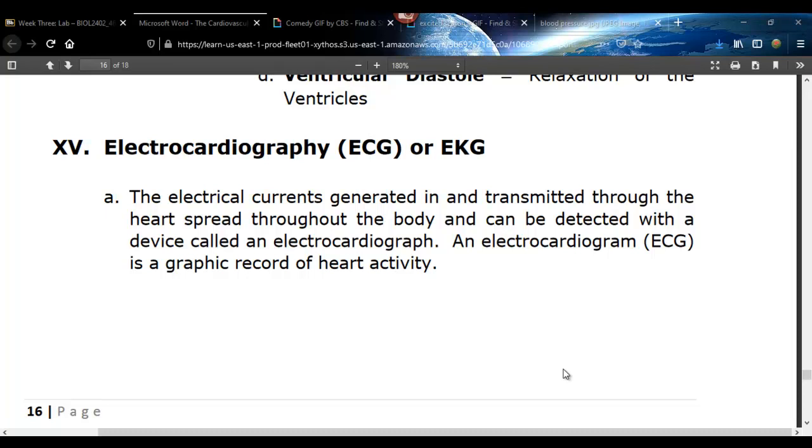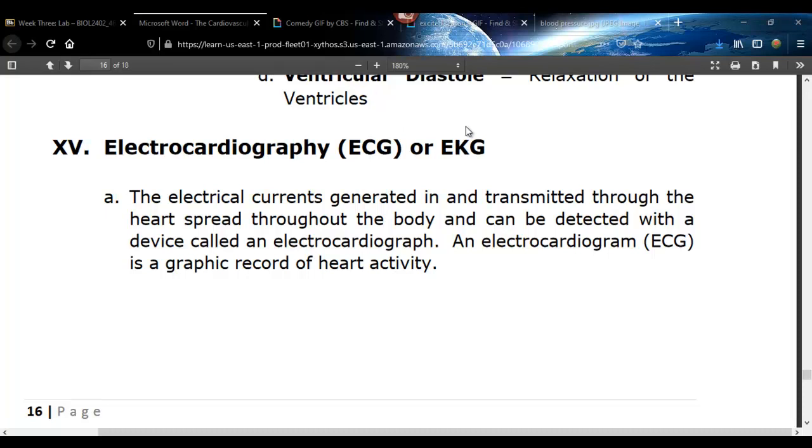Last part of our outline here as the beginning of the cardiovascular system, and there is one more outline we're going to go through. So an electrocardiograph or electrocardiography, ECG or EKG.